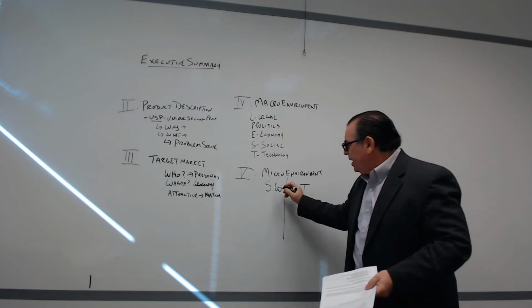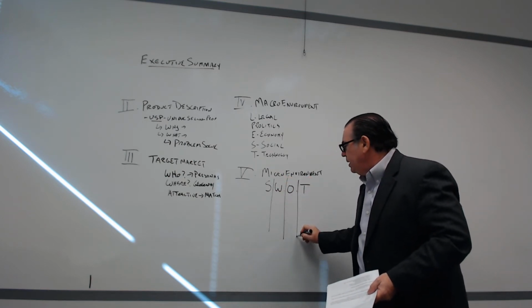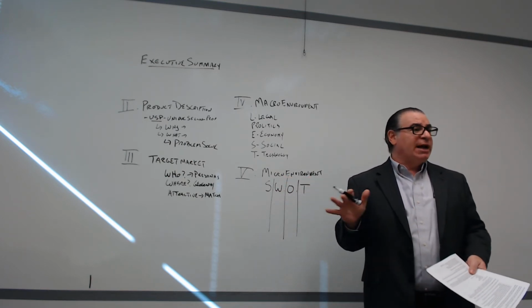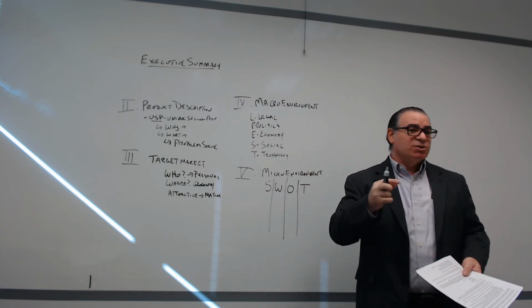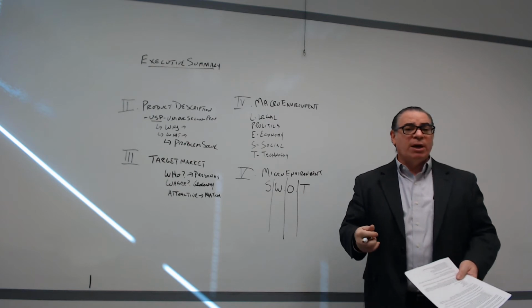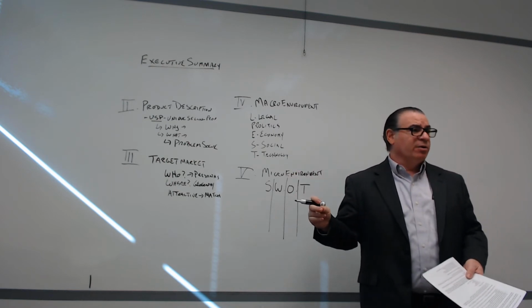So now that we know that, you could possibly grid it out. You can create a grid of your strengths, weaknesses, opportunities, and threats. That's one way to do it. The other way would be just to explain it a little bit.